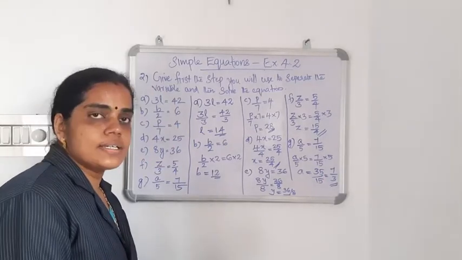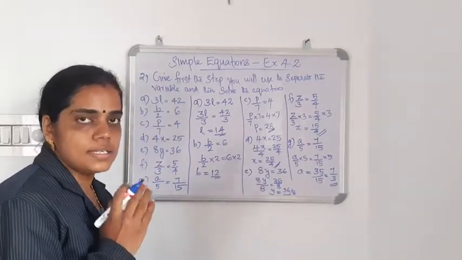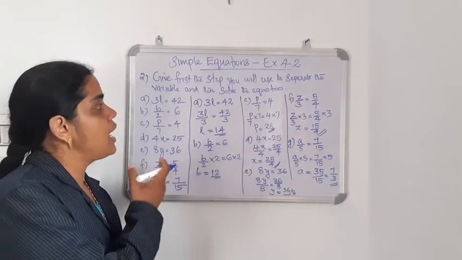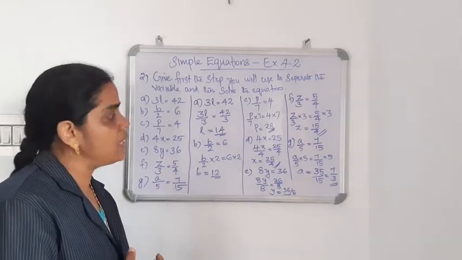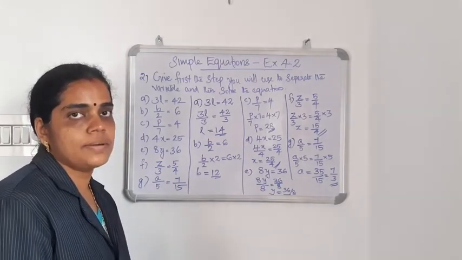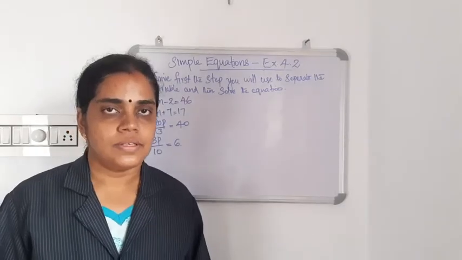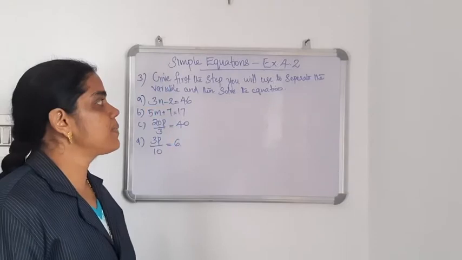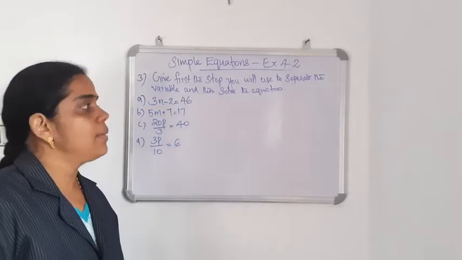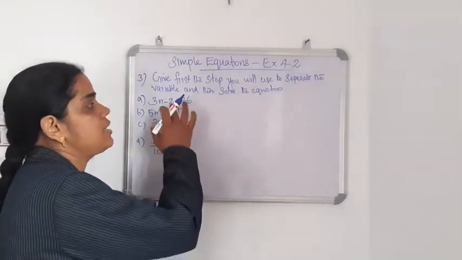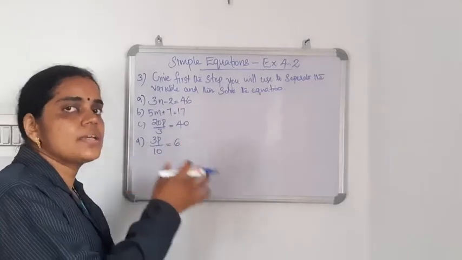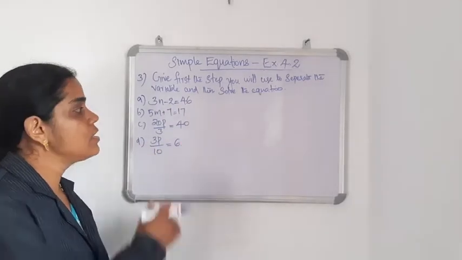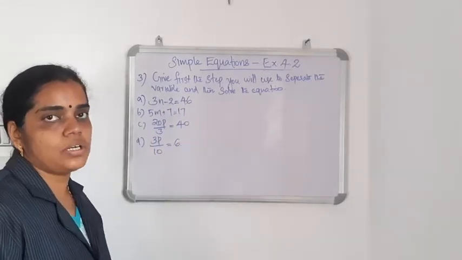So now we discussed the first question, addition and subtraction, how to do, and here it is multiplication and division. Okay, understood? Third question, also give the first step you will use to separate the variable and solve the equation. But here the difference is that addition and subtraction and multiplication and division are together. Okay, so 4 operations together.